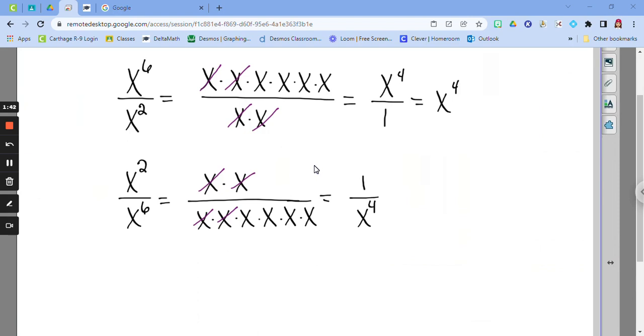So anybody see a shortcut? Because when we multiplied them, we could do a quick adding the exponents. Subtract the exponents. Okay. So x to the 6 minus 2, and that makes x to the 4th. That works.